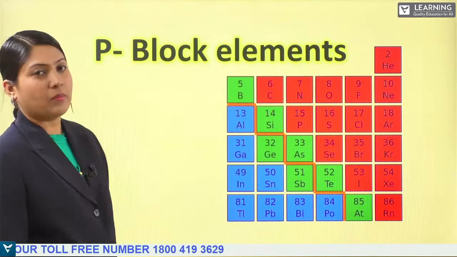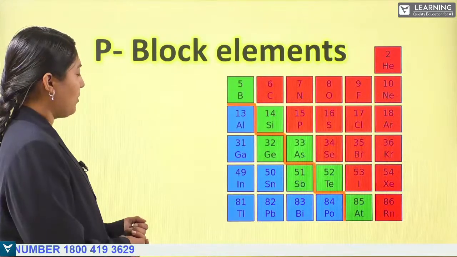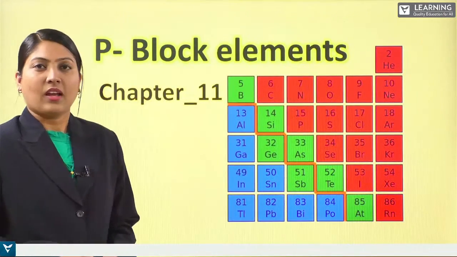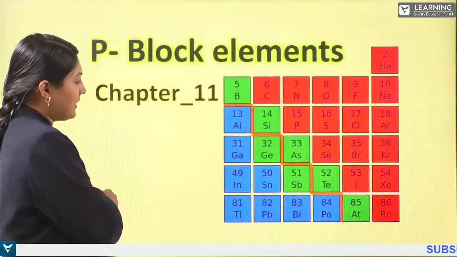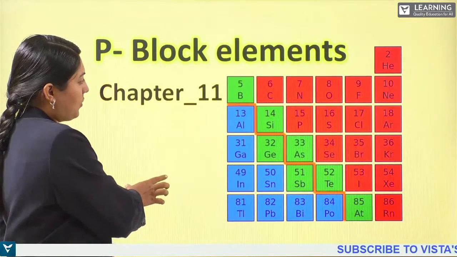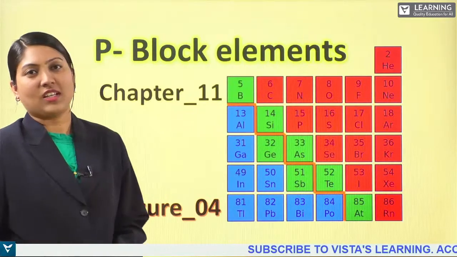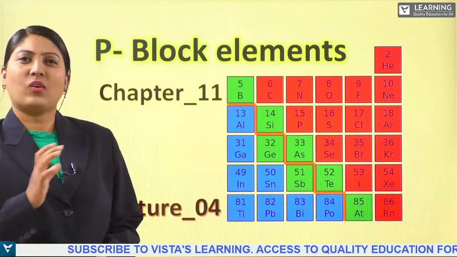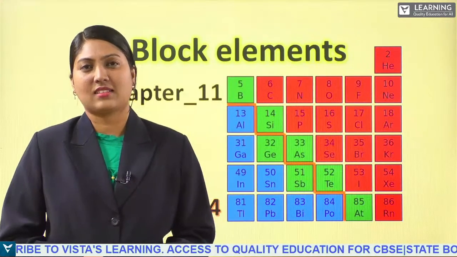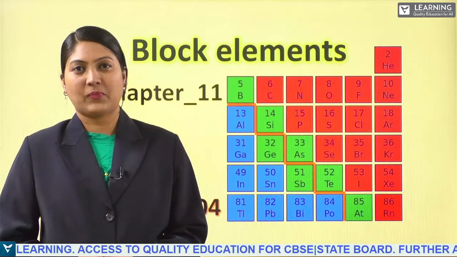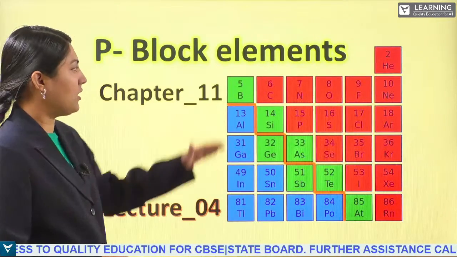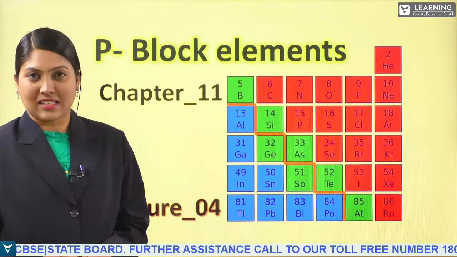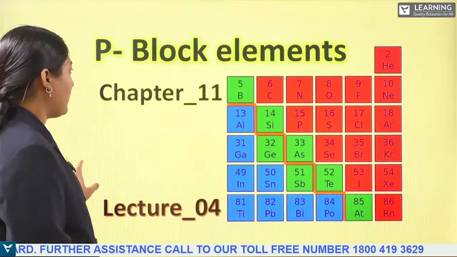We are in P block elements. As we know, this is the 11th chapter, and we have already started this chapter. Hence, we have lecture class 4 here. So what have we already studied in our previous classes? Do you remember? Yes, we have studied the boron family. Now we are going ahead with the sixth, that is, the carbon family.